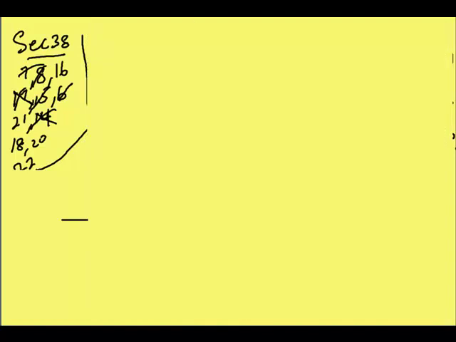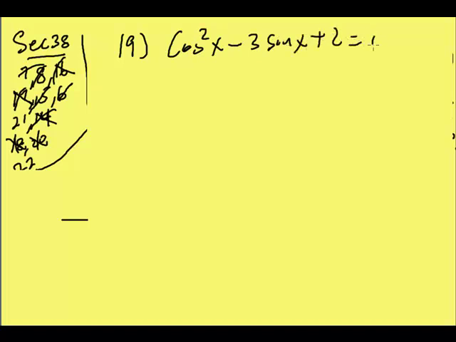Okay. So 18 I did on the notes. So next one would be 19. Cosine squared x minus 3 sine x plus 2 is equal to 0. Okay, this one I do need to use a trig identity, and that one I have no choice. And I will tell you why.